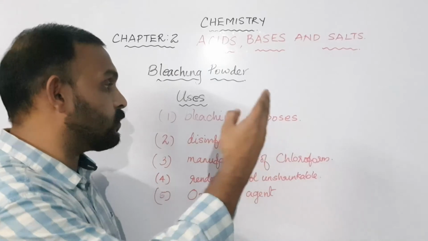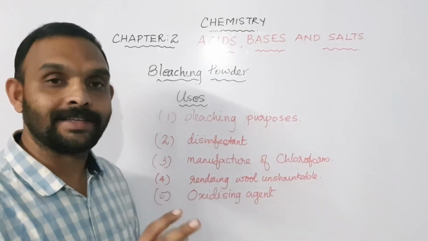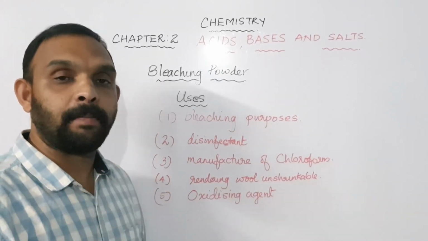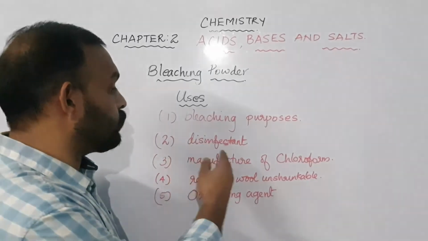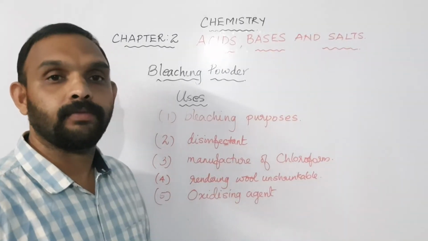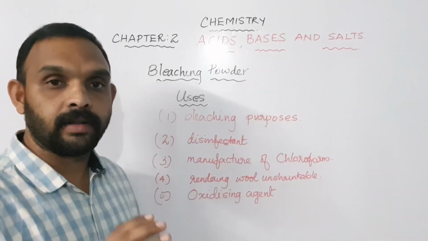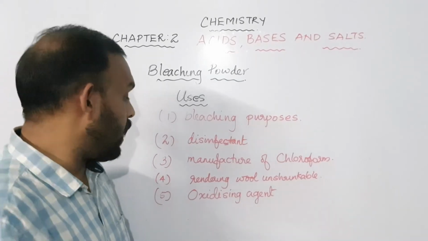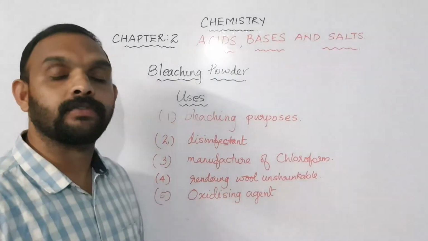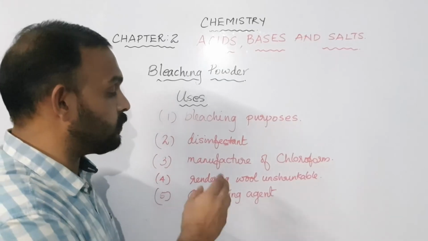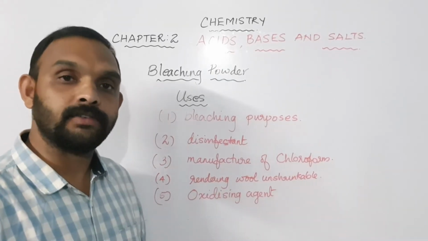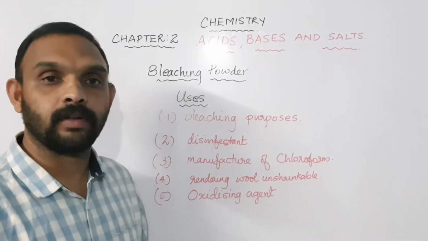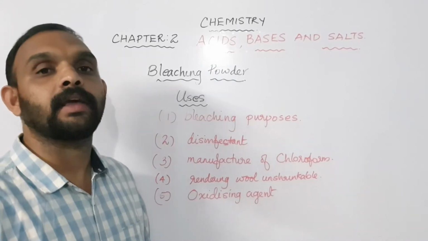First one, it is used for bleaching purposes in the textile industry as well as the paper industry. Second, it is used as a disinfectant for making drinking water fit for drinking. And third, it is used in the manufacture of chloroform. Fourth, it is used for rendering wool unshrinkable. And fifth, it is used as an oxidizing agent in chemical laboratories.